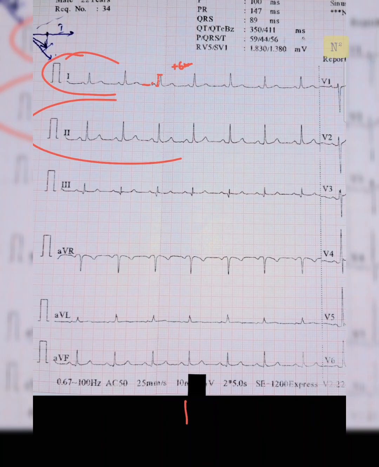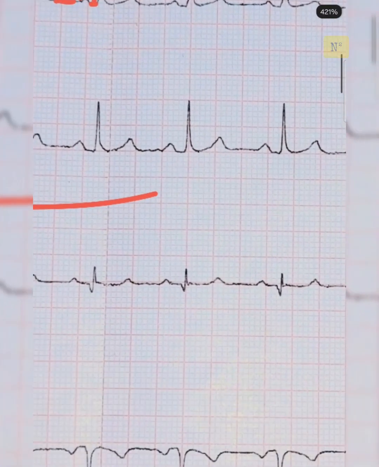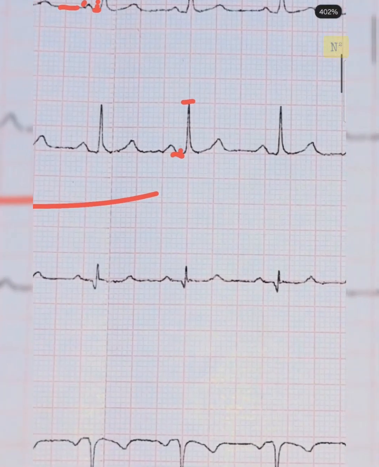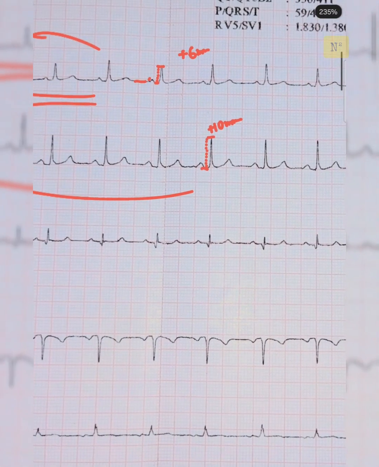The lead 2, let's keep our concentration on the lead 2. So this is the isoelectric line and this is the R wave. Okay, so how many small squares are there? 1, 2, 3, 4, 5, 6, 7, 8, 9, 10. So there is a positive 10 millimeter gap between the isoelectric line and the peak of the R wave.